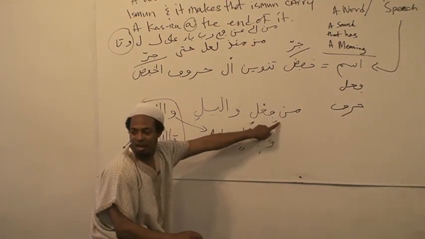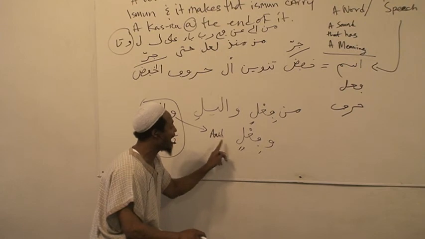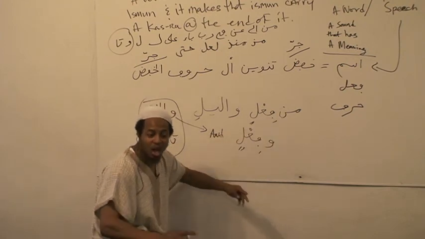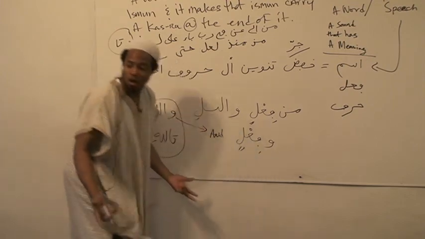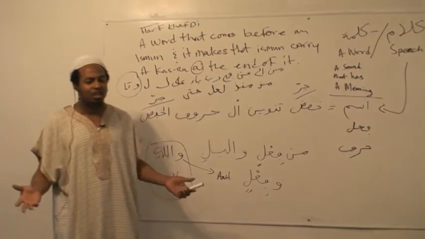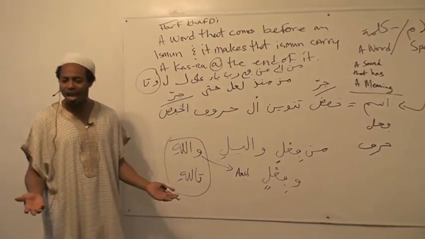Because of the min. Because the min, the wa here means "and," and min fi'lin means bringing it over. And the Arabs love abbreviation. First lesson you learned, right? The Arabs love abbreviation. And we say this in English too. We say the word "and."